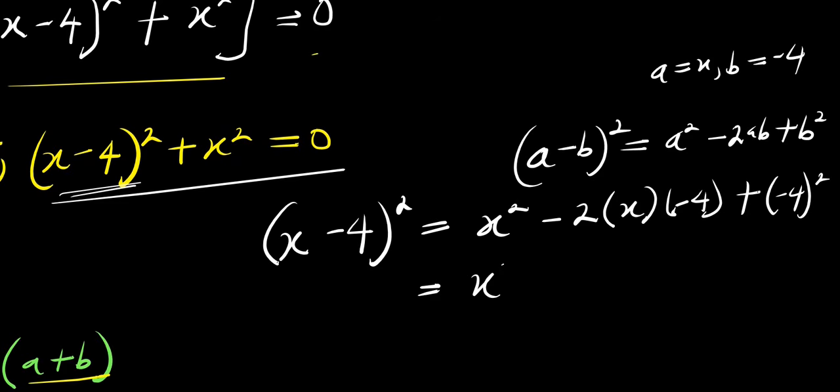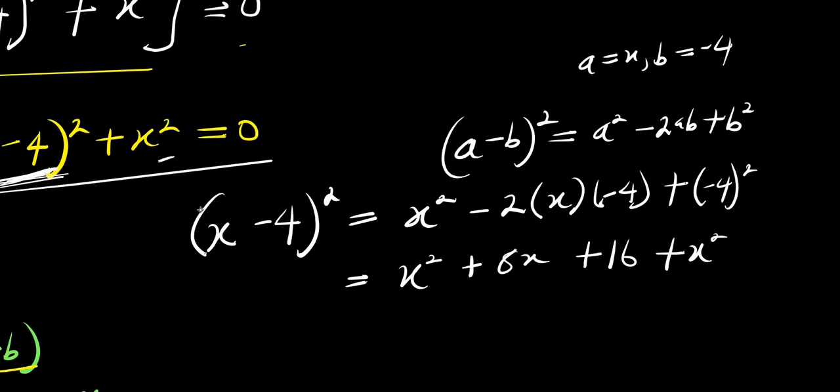So from here I have x squared. This is plus 8x. Then this is plus 16. So that is for this one here. So what we are going to do is we have plus x squared and everything equals 0. We just added this after expanding this. We added it here. So everything equals 0.